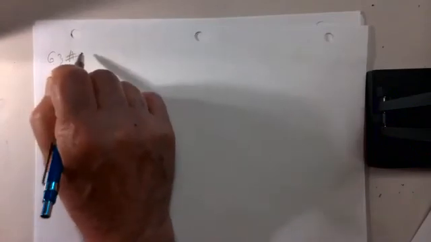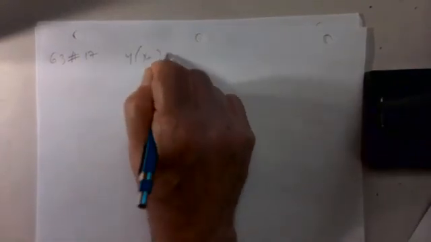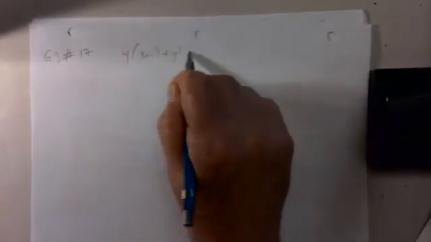So this is 6.3, number 17. Number 17 is y times x plus 1 plus y prime equals 0.